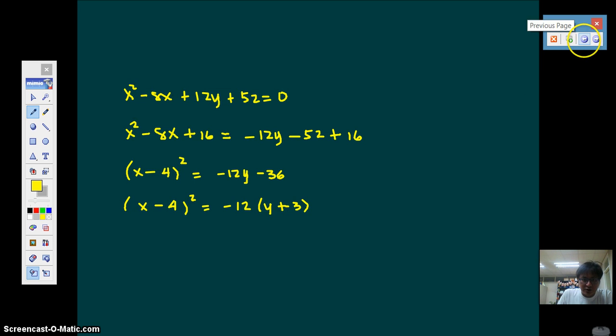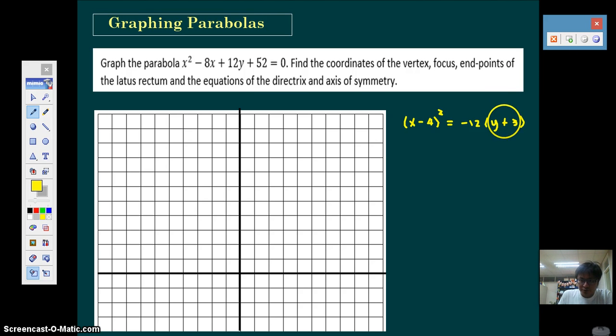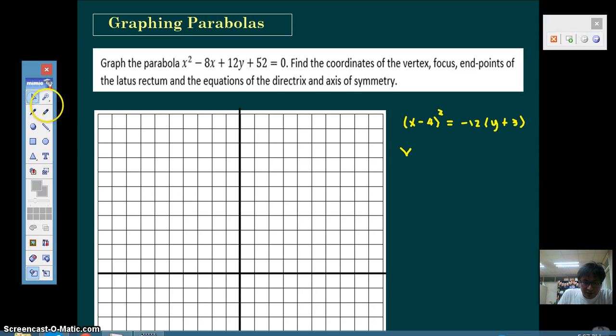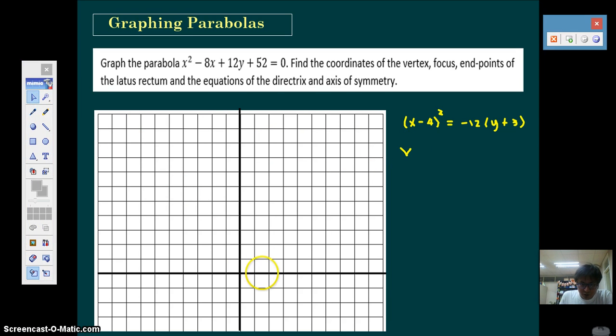Oh no, it's plus 3. So this should be plus. Okay, now the vertex. Start by plotting. Let's adjust first the plane, since this is a parabola that opens downward. This is our x-axis.